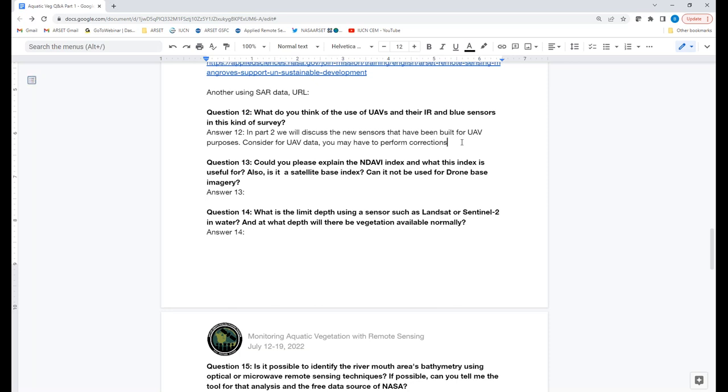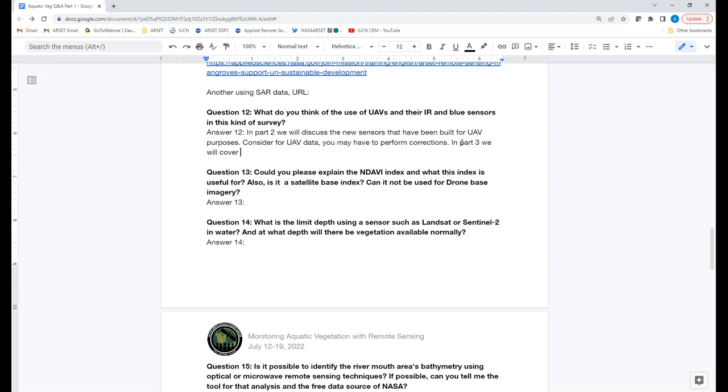Hopefully, if they have the resolution and a very high dynamic range as well, potentially these sensors can also be used for these similar studies. In season three, some of my colleagues will go over the use of some of these drones for Sargassum mapping also, so stay tuned for that.